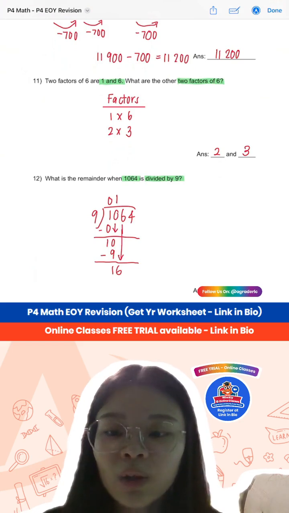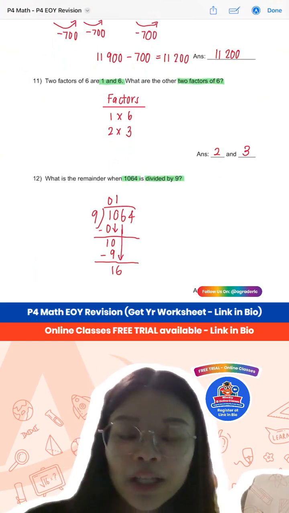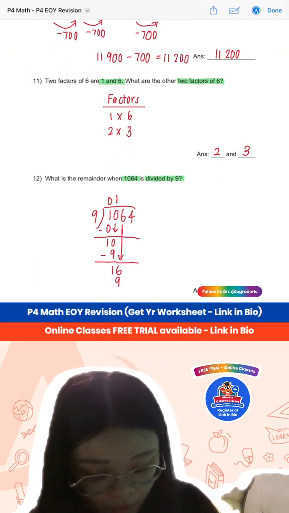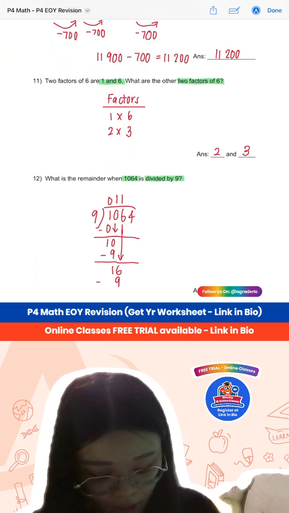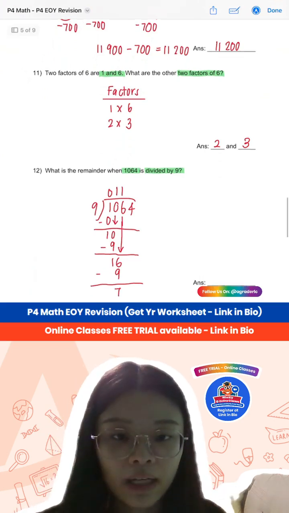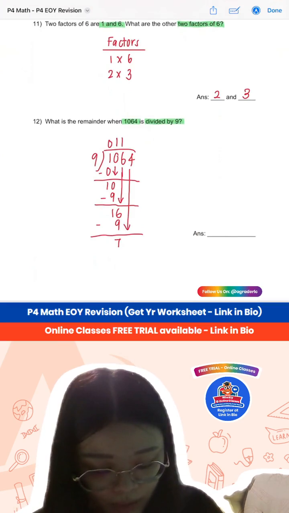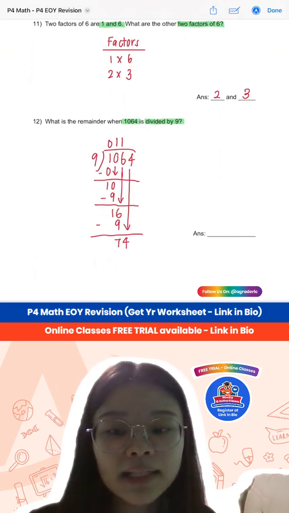Hello Kaiser. Now we have 16. There's only 1 nine that can fit into 16. So 1 again. Then we subtract, we get 7. Let me scroll down. Now our very last number, we bring down the 4. How many 9s can fit in 74?